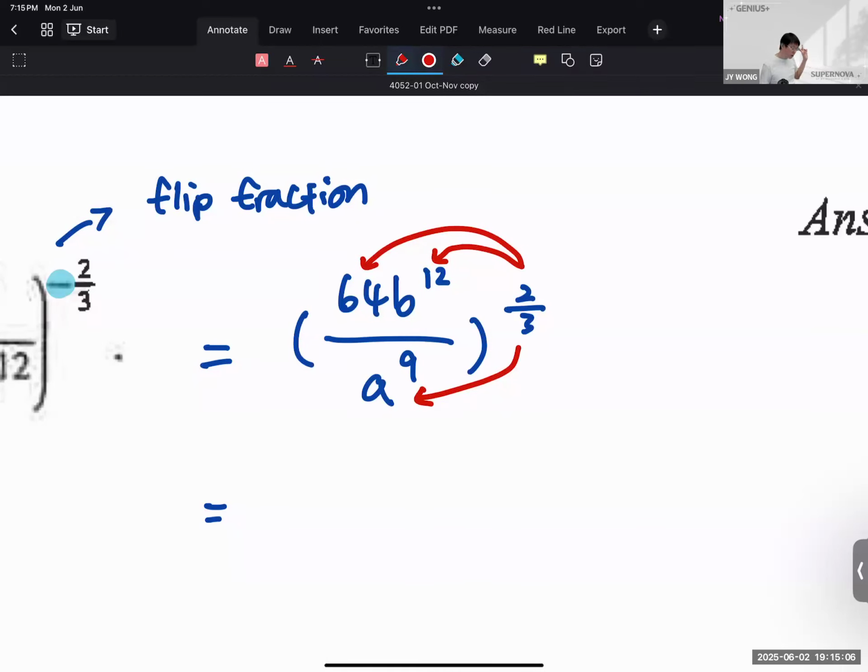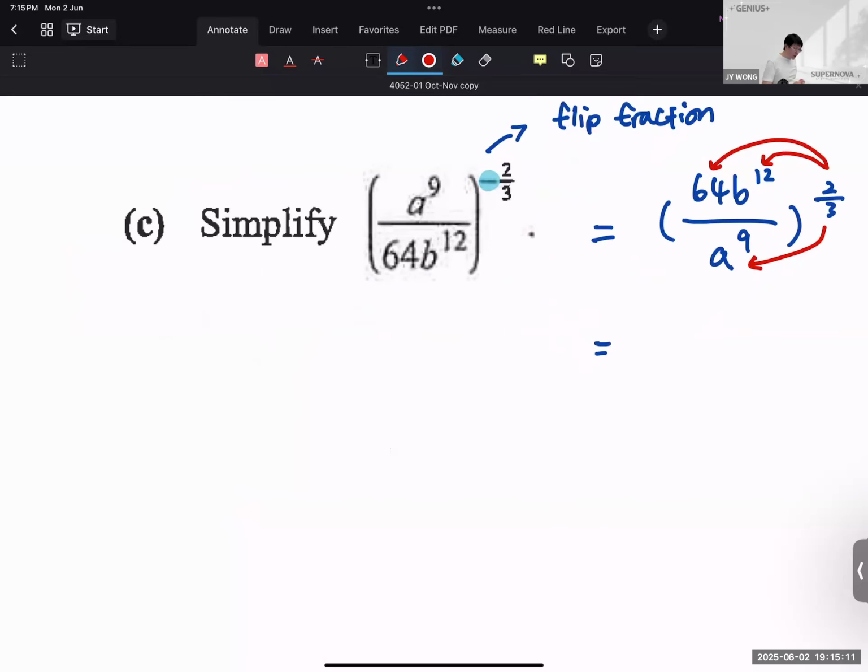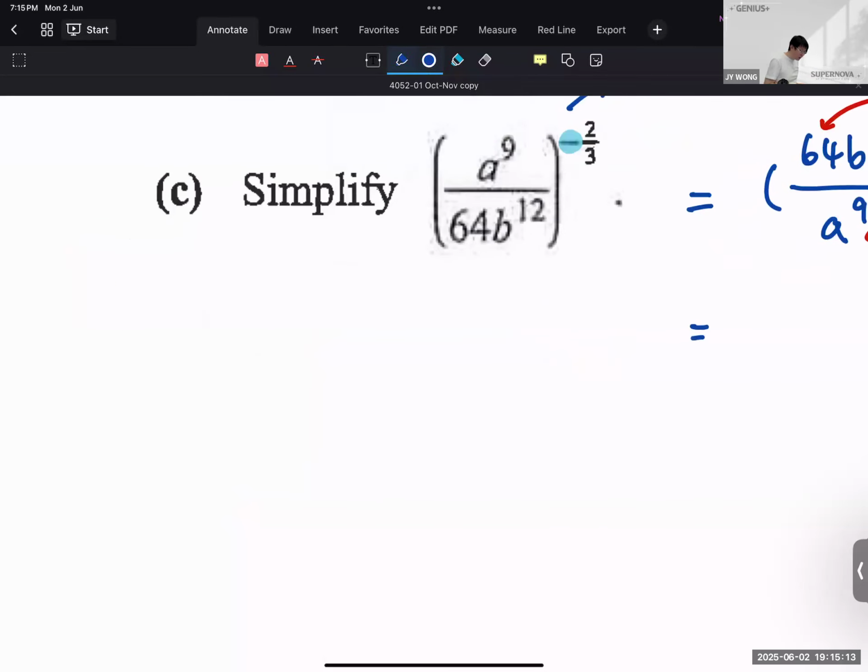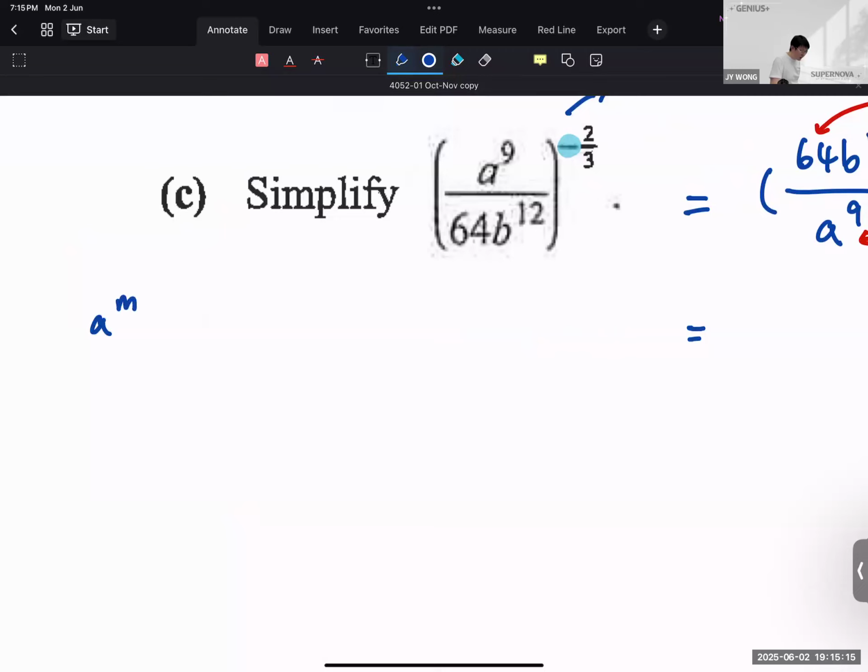So you must, plus is not correct. You must remember your laws of indices. So we recap your laws of indices again. So a^m times a^n. If I have this example, what do I do with the power? A to the power m times a to the power n is plus. So I get a to the power of m plus n, correct?